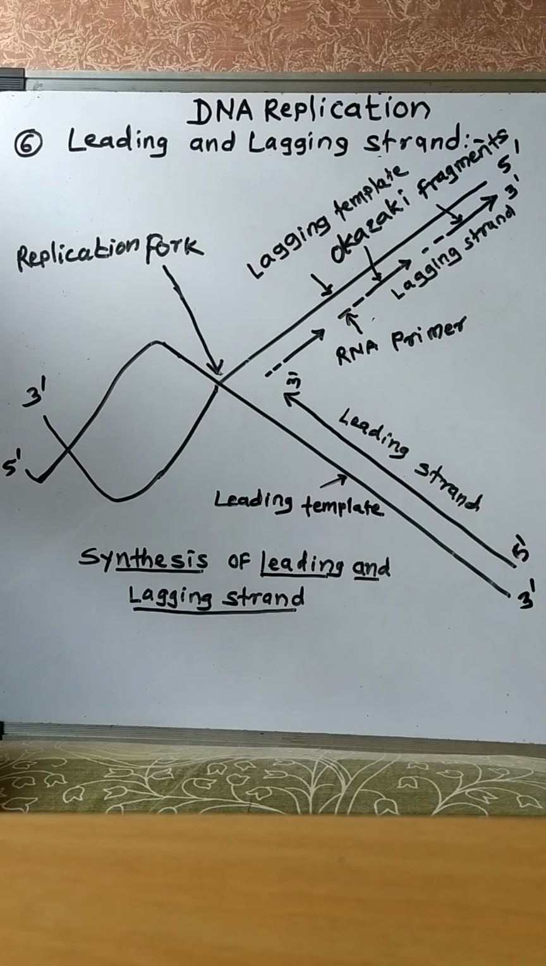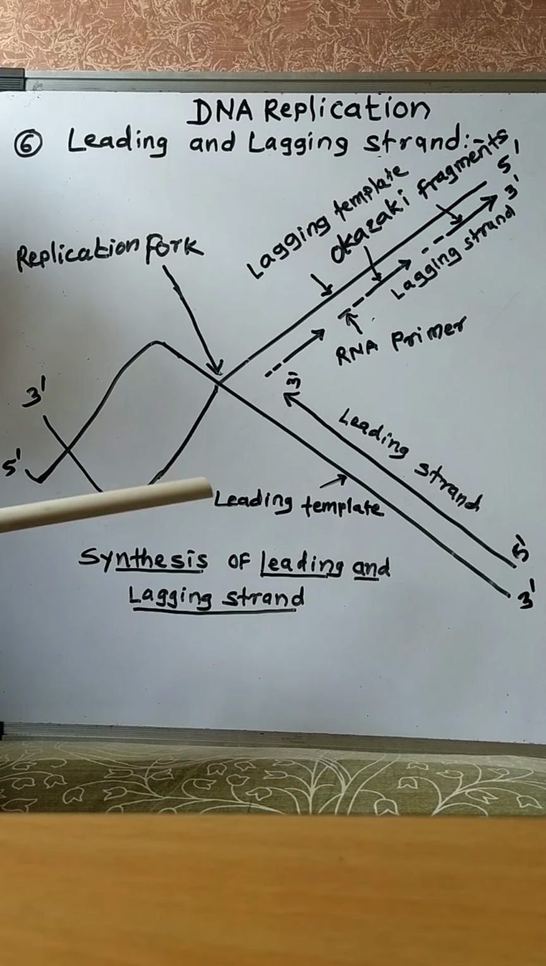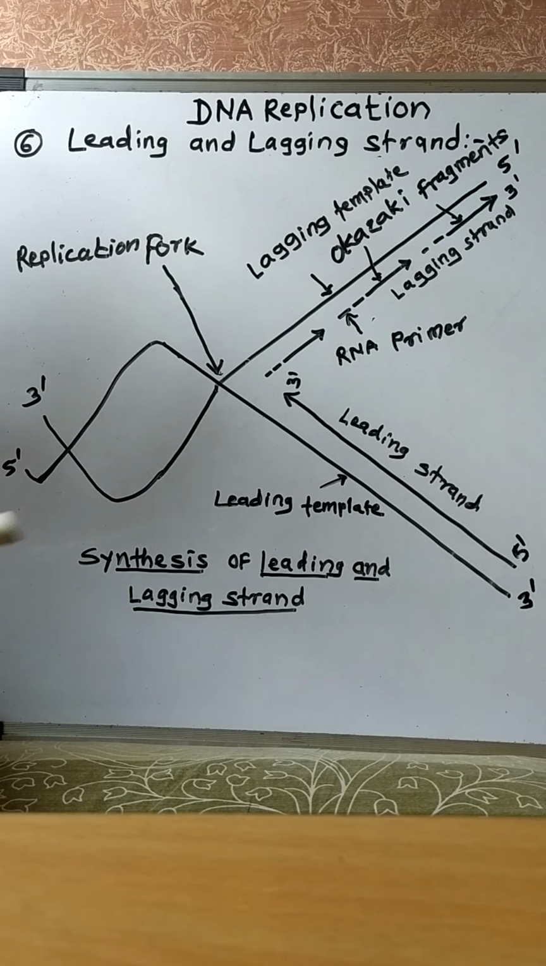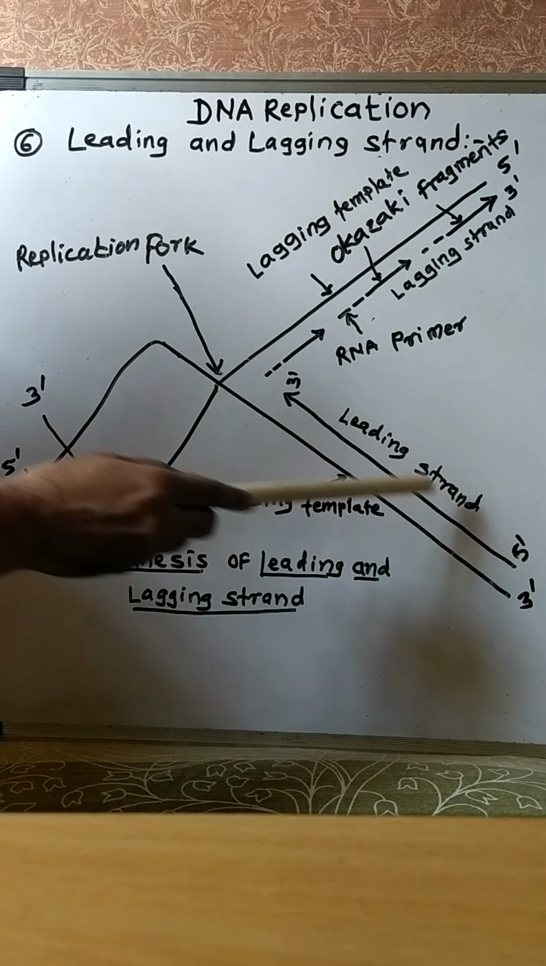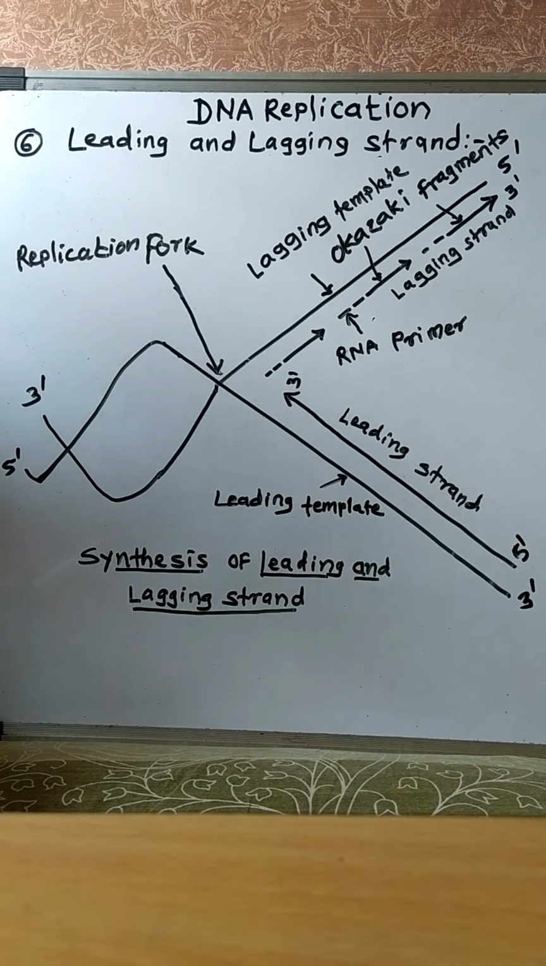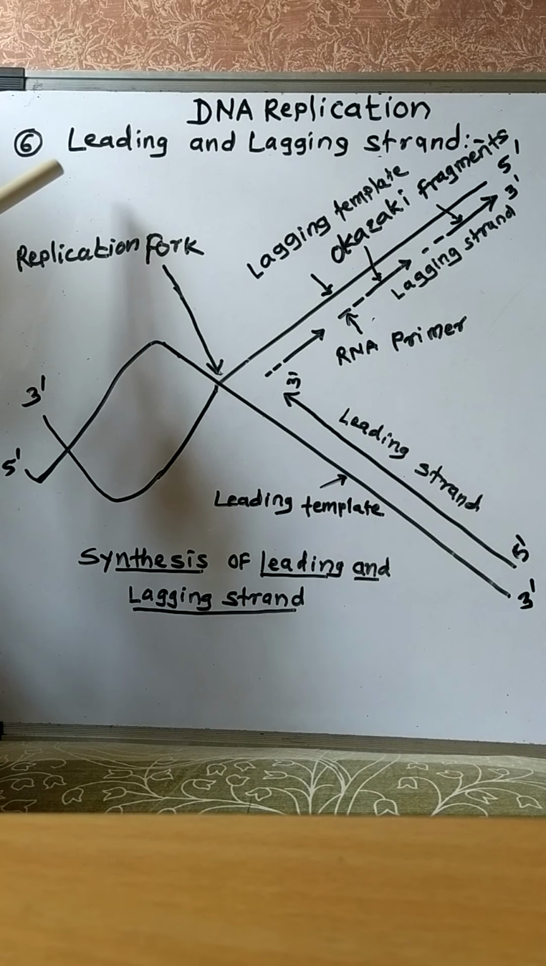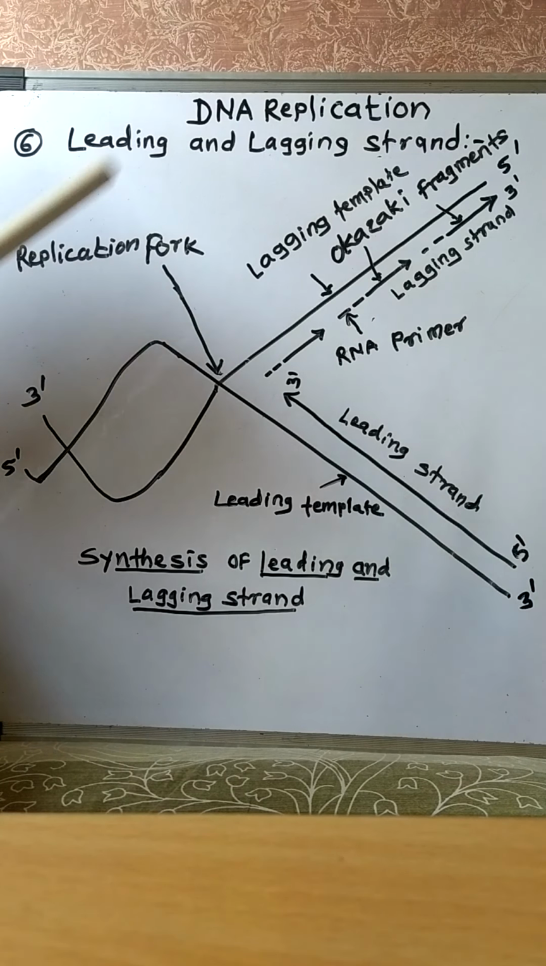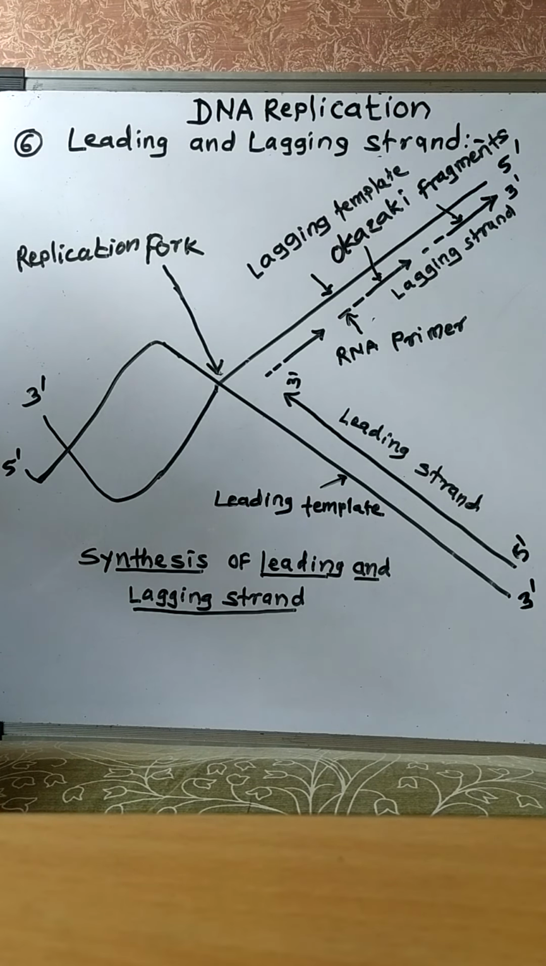In this manner, new DNA molecules are synthesized, and the direction of new DNA synthesis is always 5' to 3'. New DNA is always synthesized in this direction. Now, synthesis of which strand? Leading and lagging strand. How are the leading and lagging strands synthesized?